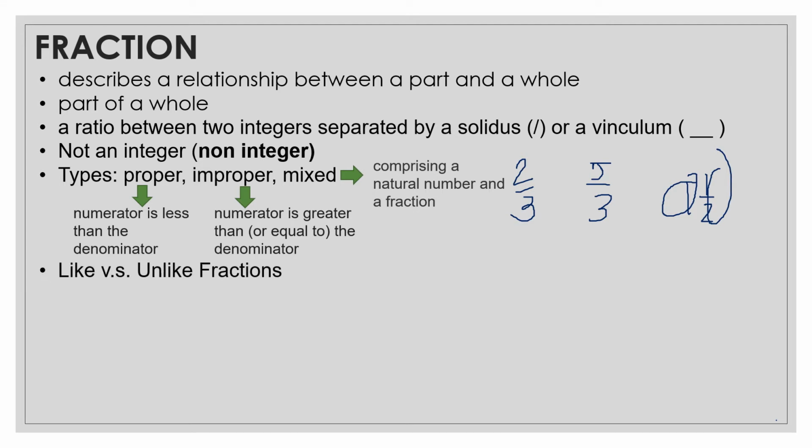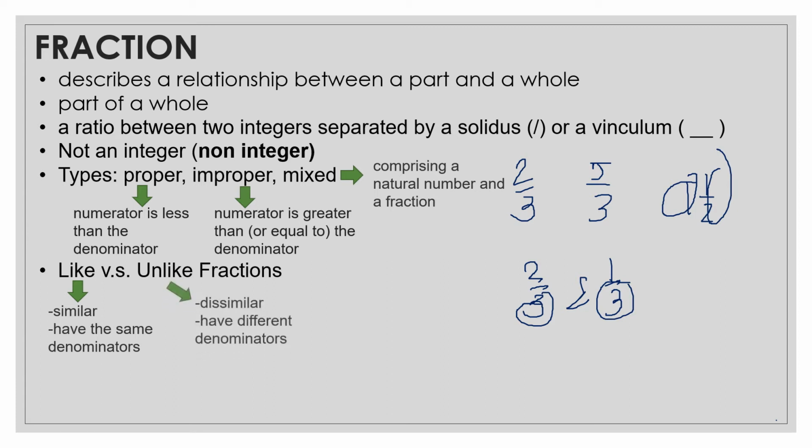We also have what we call like and unlike fractions. When you say like fractions, those are similar fractions, meaning they have the same denominators. For example, 2/3 and 1/3. 2/3 and 1/3 have the same denominator of 3. Therefore, they are called similar fractions.